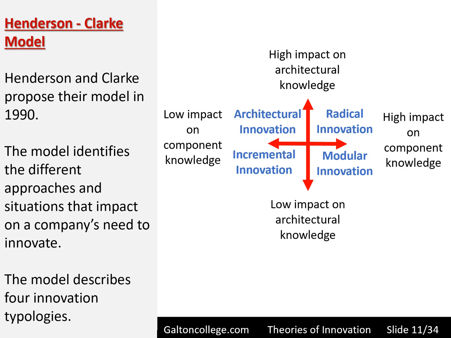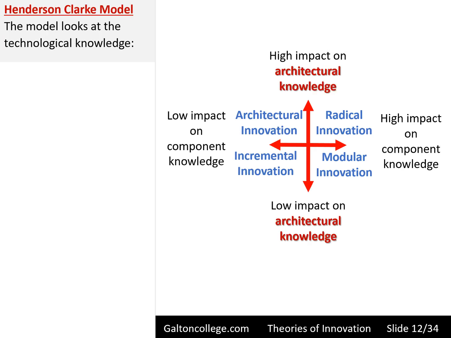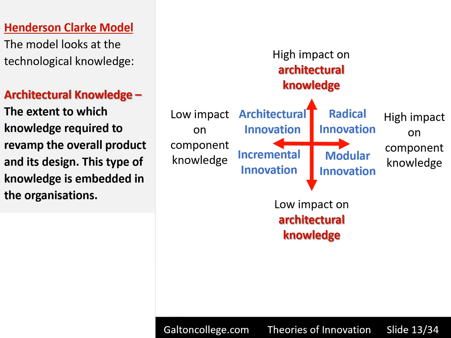As I said, the model describes 4 innovation typologies. The typologies are architectural, radical, modular, and incremental. And these 4 typologies is what we're going to look at. So it looks at technological knowledge.